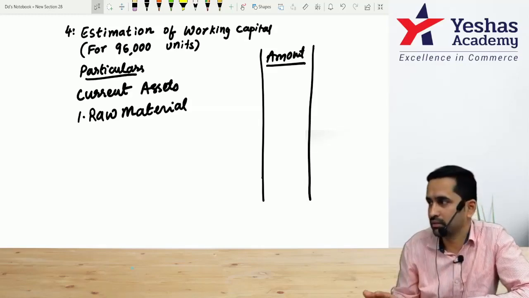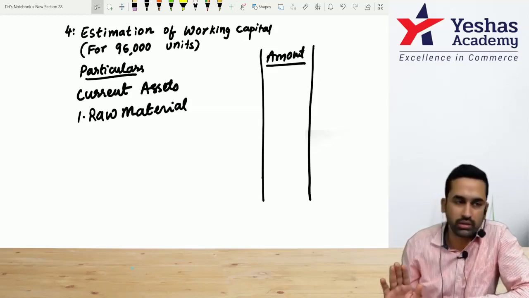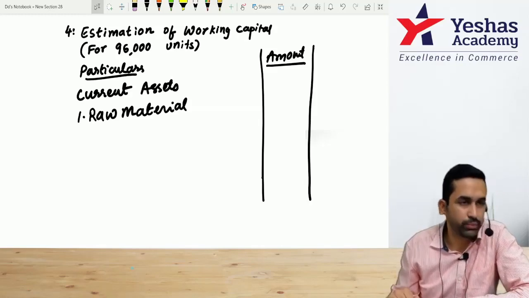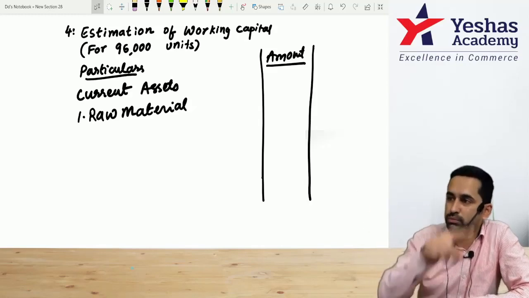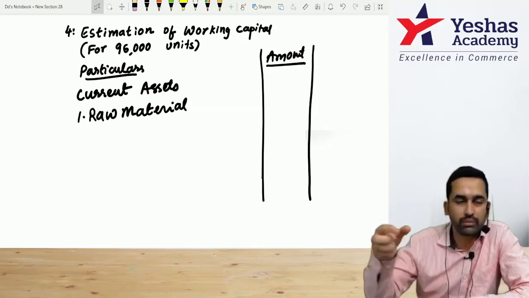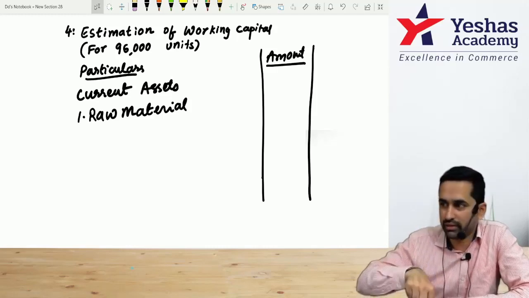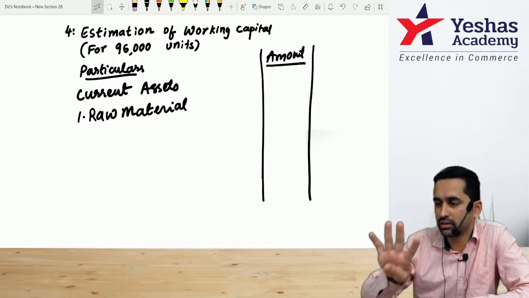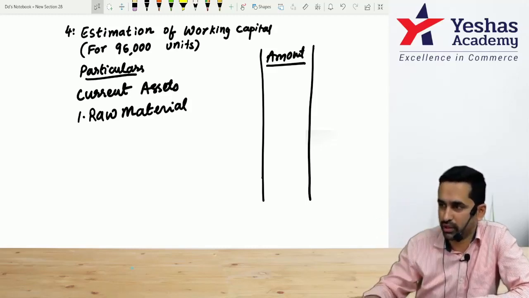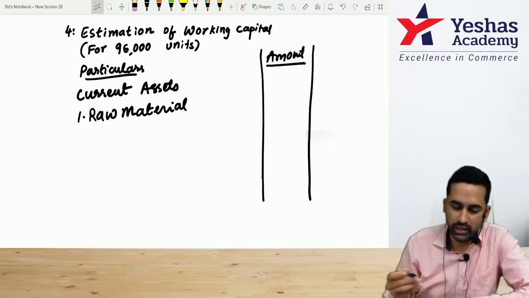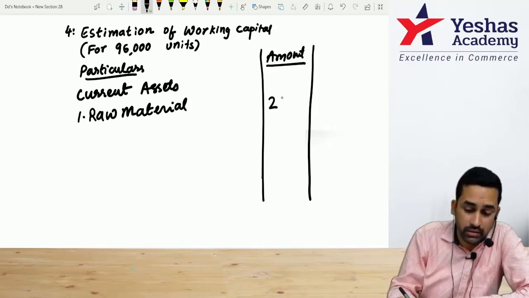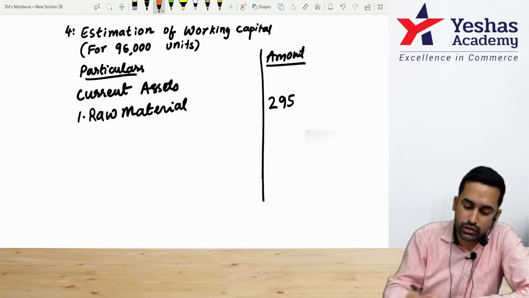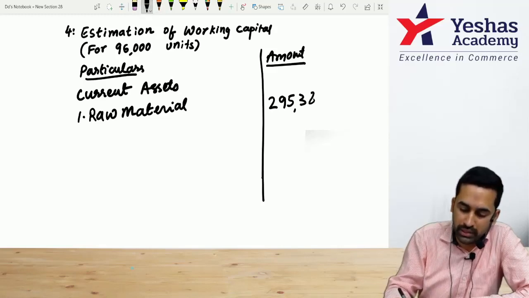I repeat once again, please go slow. 96,000 units into 40 rupee will tell me the RM consumption for the full year. I am not going to buy all of that on day 1 and keep it with me for 52 weeks. I am only keeping what is needed for the next 4 weeks. So into 4 by 52, the number that you get is 2,95,385. It's more important to understand the meaning of this.